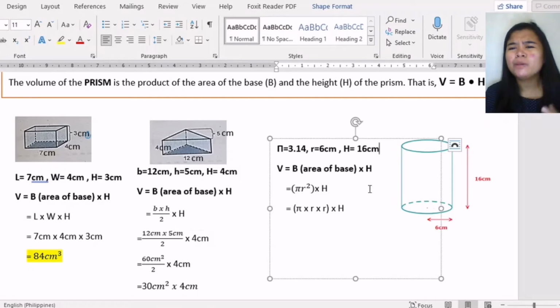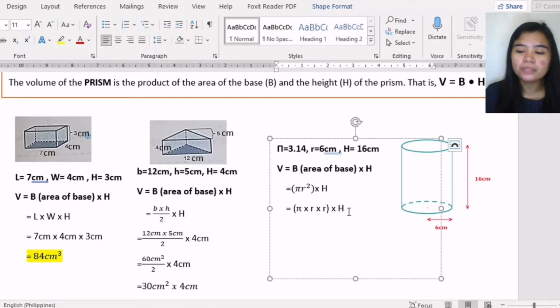So, what is the area of the base? If the base is a circle, the area of a circle is pi r squared. And then times the height. So, this is now the formula: pi r squared times height. And then we are going to break down the area formula of the circle, which is pi times r, because r squared is equivalent to r times r. And since they are side by side, we are going to multiply them all.